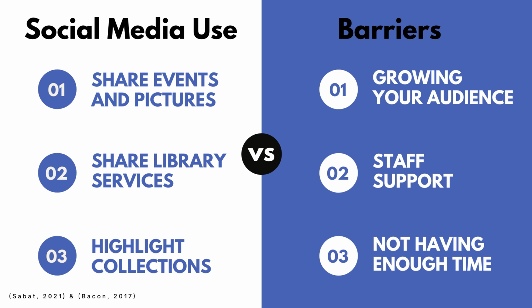The most common reasons libraries are using social media are to share events and event photos, share library services, and highlight collections. Some of the biggest hurdles that libraries face when using social media are growing their audience and having the staff to support and maintain it. In a 2017 survey, it was found that 56% of libraries are spending less than 5 hours per week on their social media. The most commonly used platforms are Facebook, then Twitter, and Instagram. So those are the platforms I'm going to be focusing on in my presentation today.